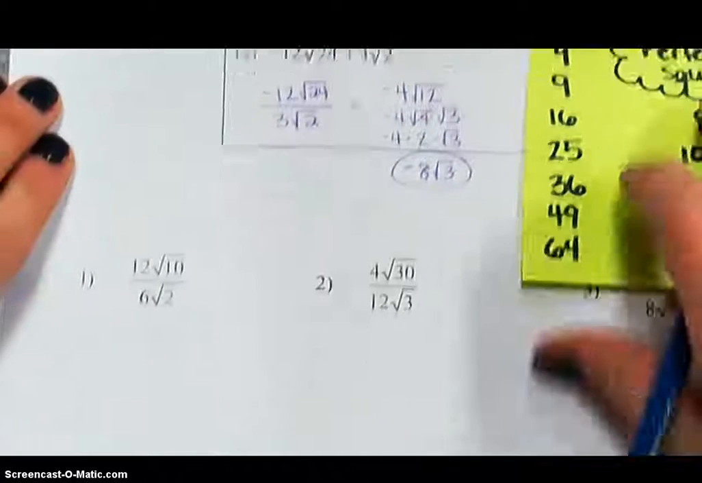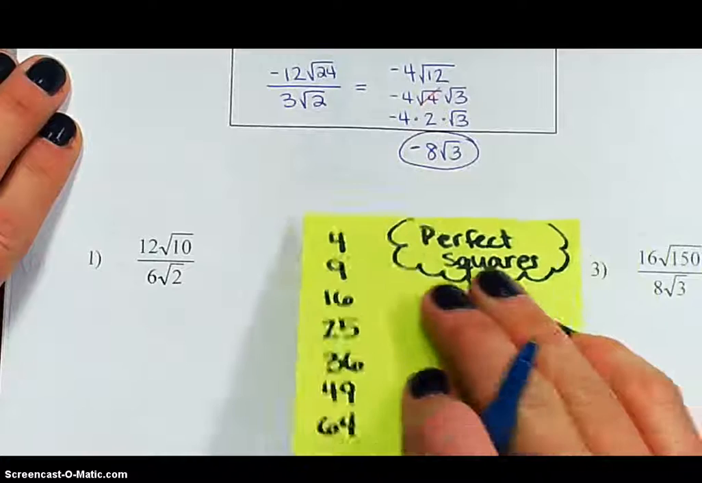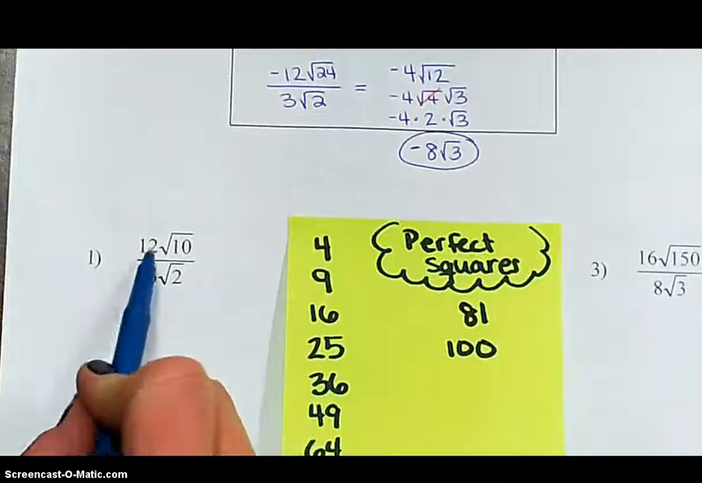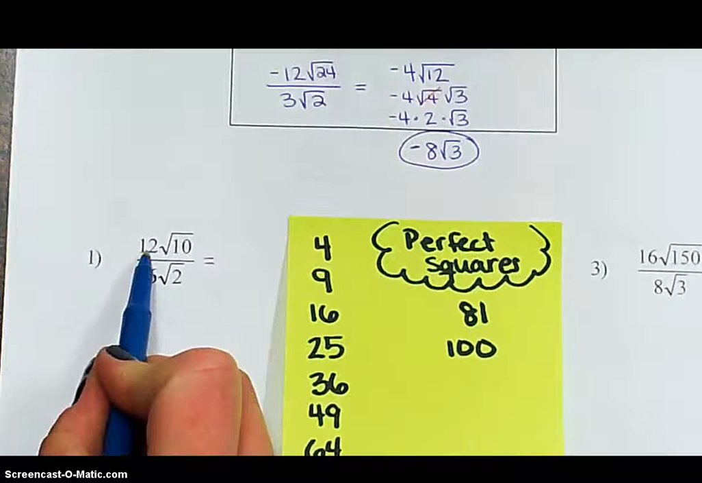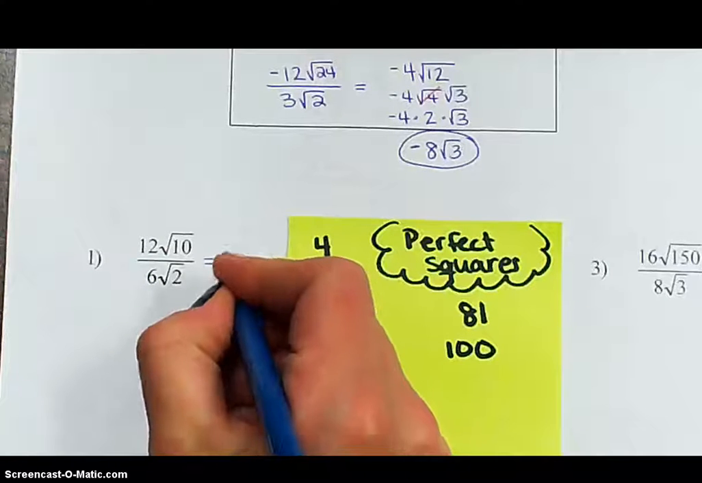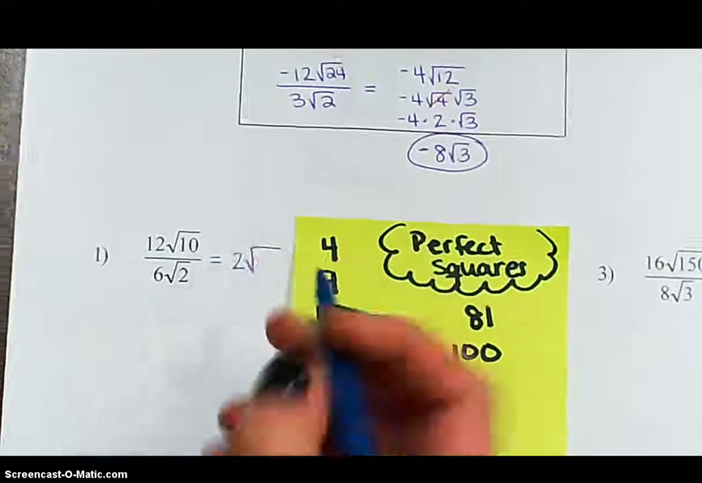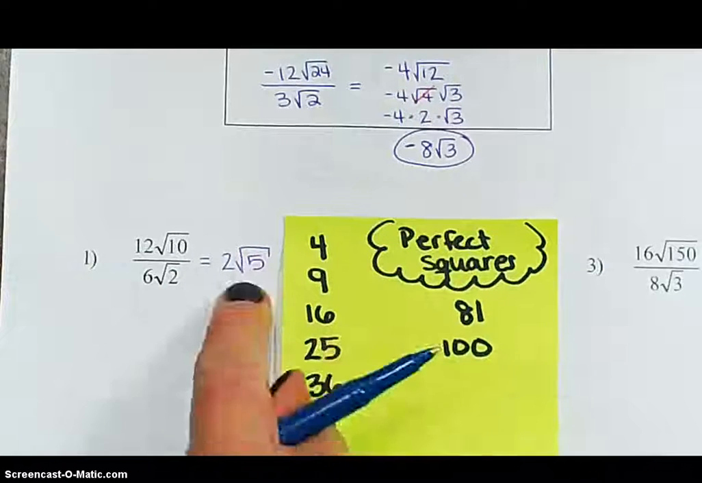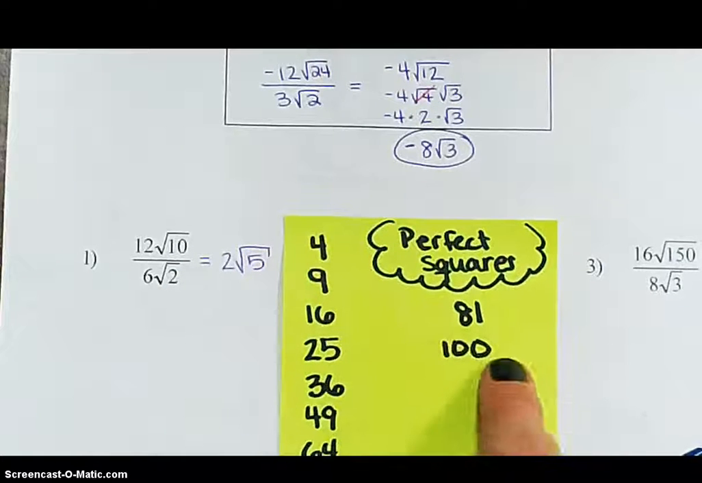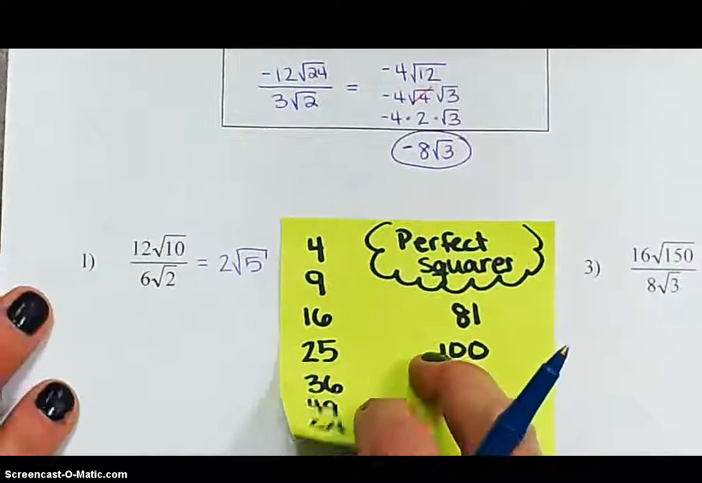All right, so let's go down now and try number 1. So here we're going to divide the radical by the radical, or sorry, the whole number by the whole number. So 12 divided by 6 is 2. Then you do the square root, and 10 divided by 2 is 5. Now 5 is not a perfect square and it can't be divided, so that is your final answer.